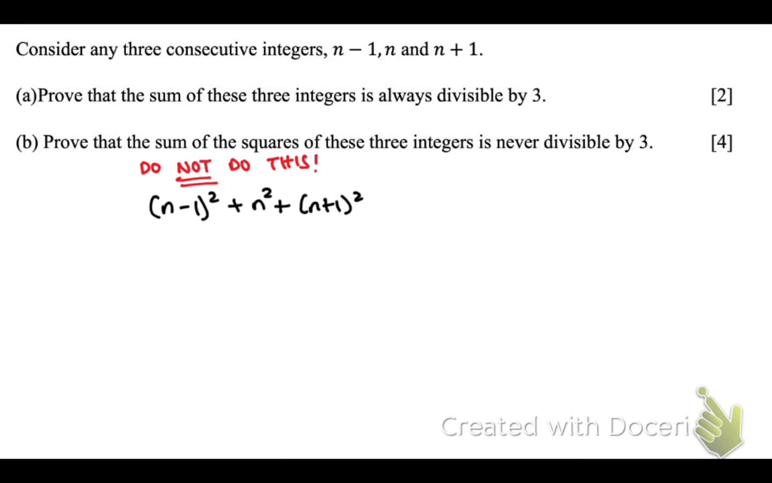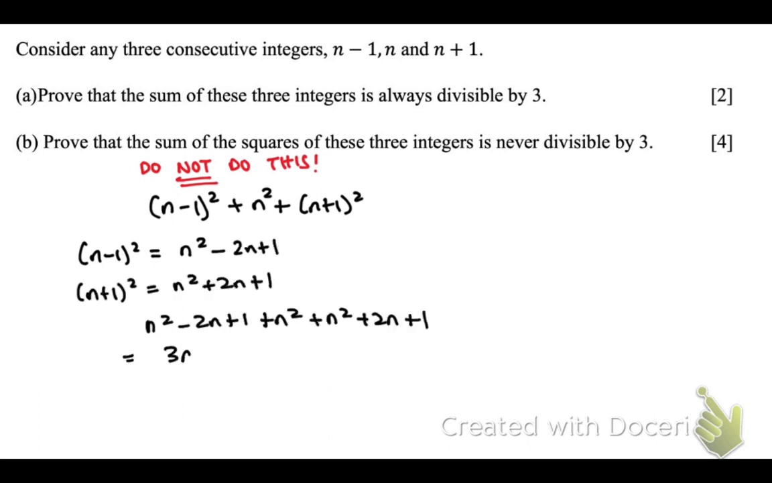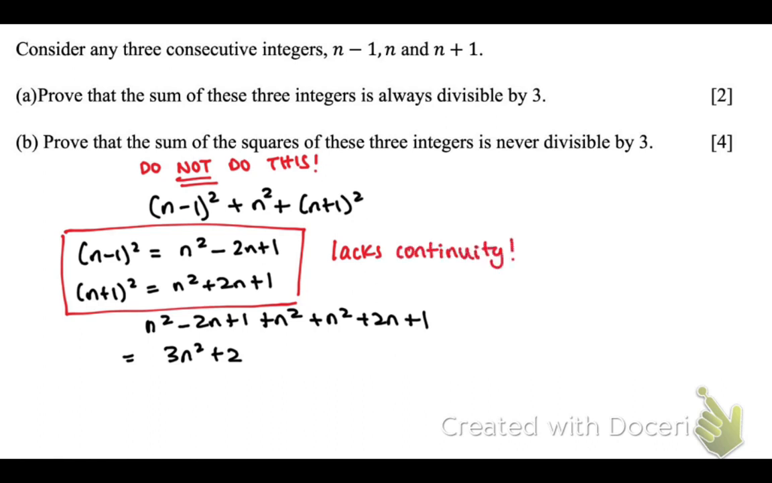By setting up their expression correctly, they're taking the sum of the squares. But then in the next couple lines, look what they do. They are breaking up their proof. This shows a lack of continuity because instead of continuing from one line to the next in a very fluid and easy to understand way, they're taking individual terms from the original expression and isolating them as a part of their proof. This is not a very good way to show your understanding.